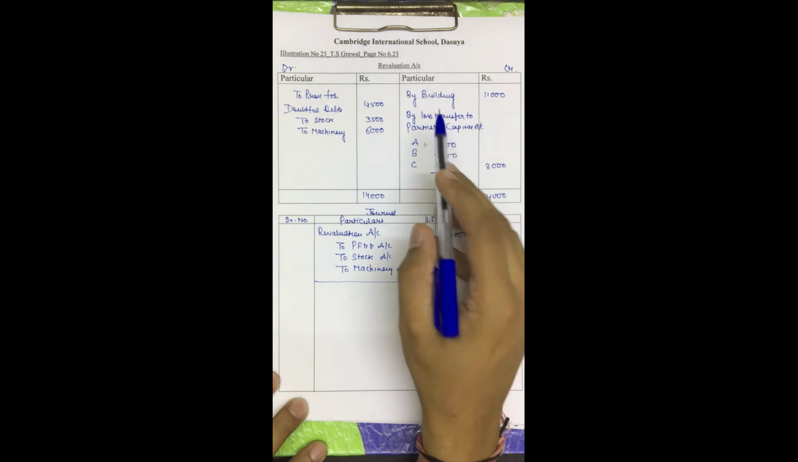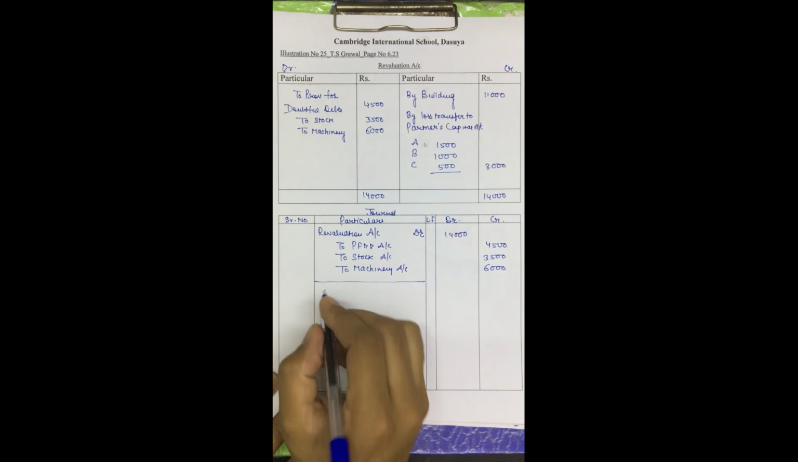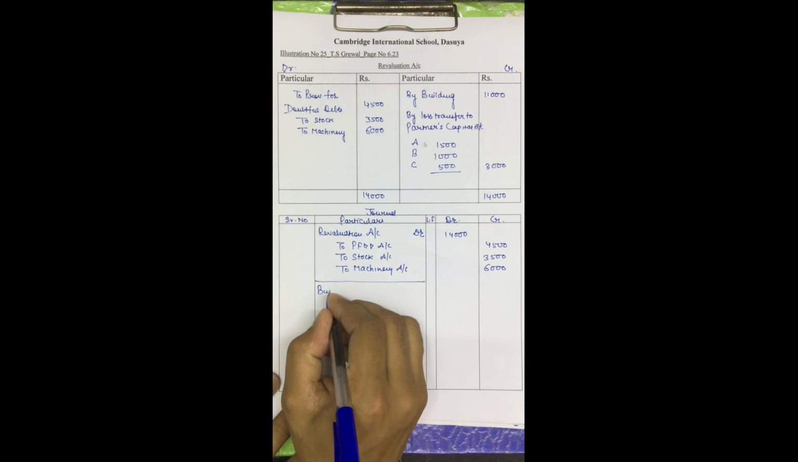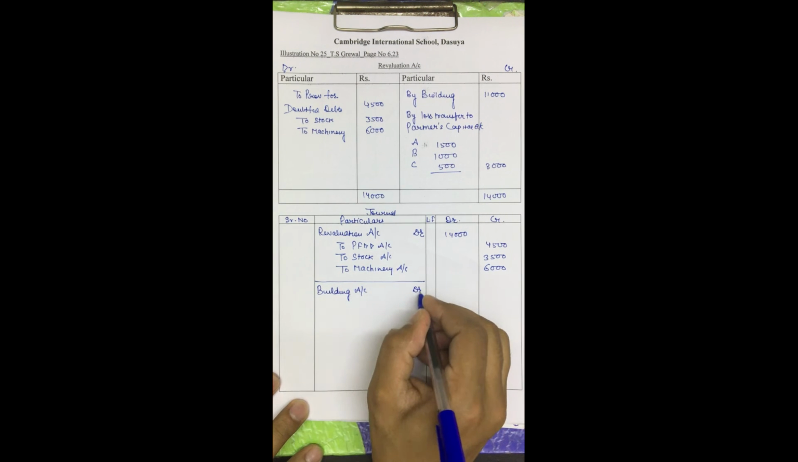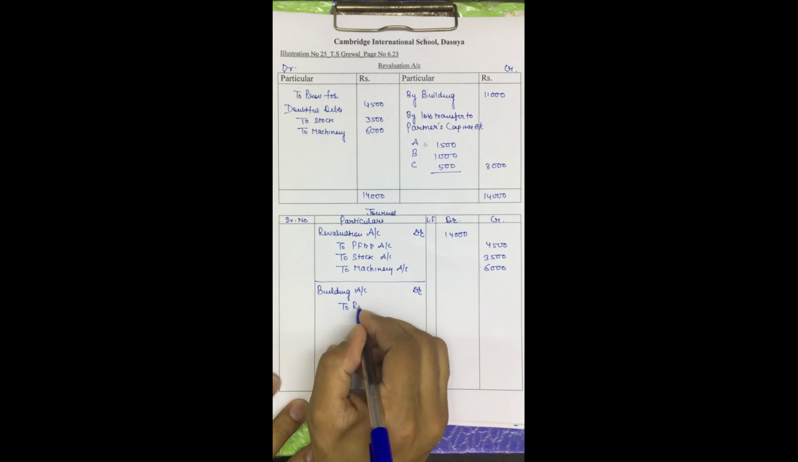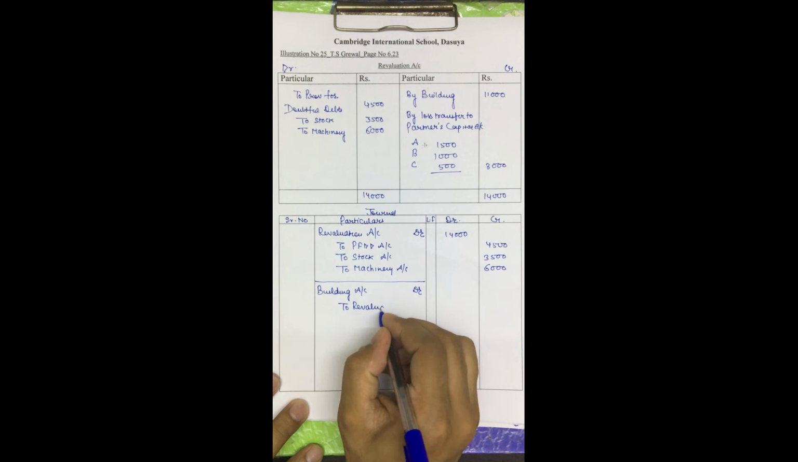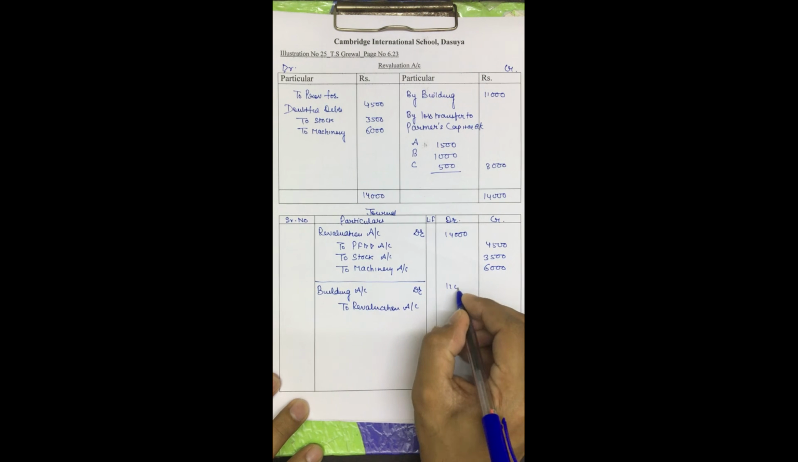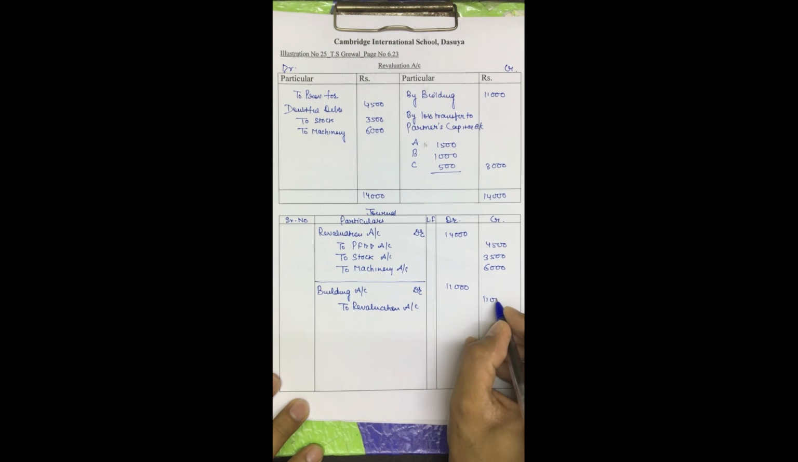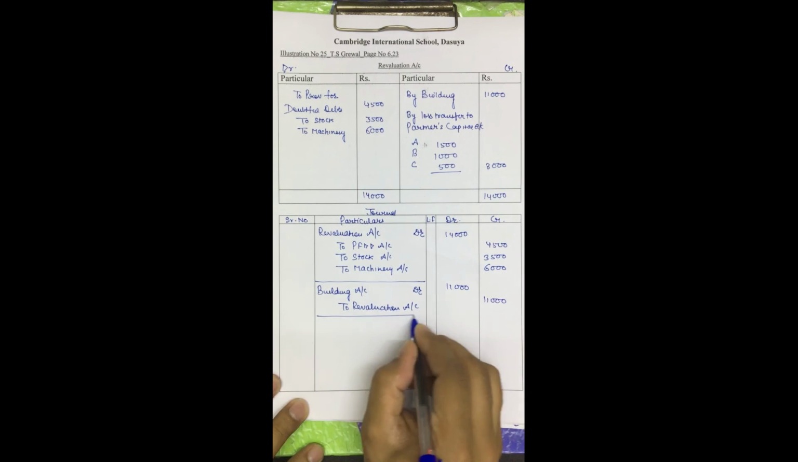The next entry will come from this profit side: building account debit. Buy means debit, building account debit to revaluation account. So 11,000 we will write here, and then put a line.